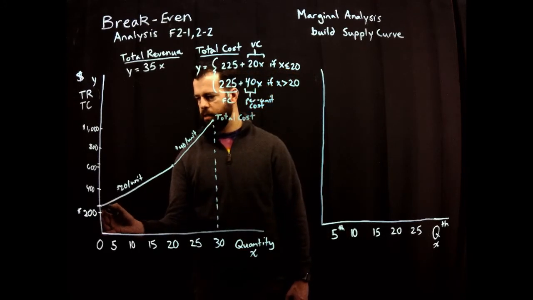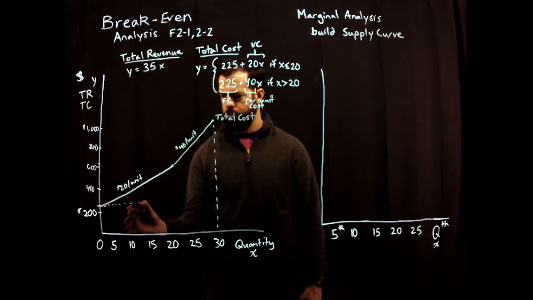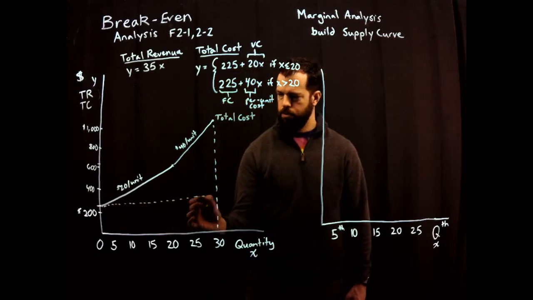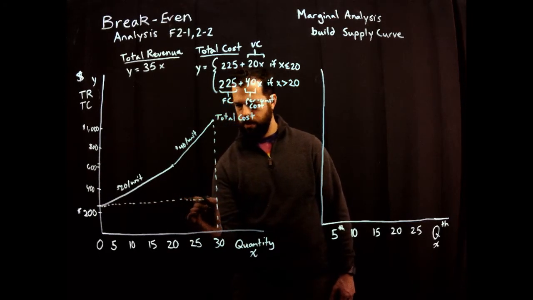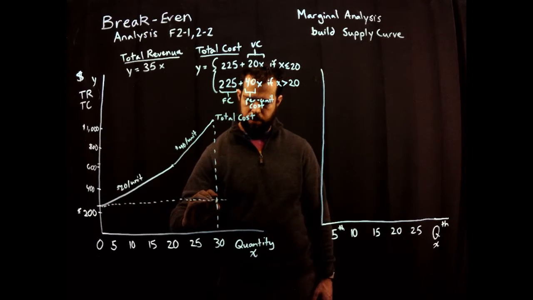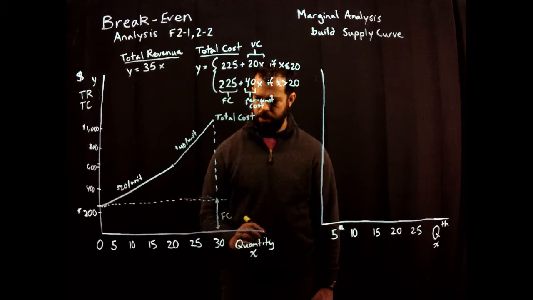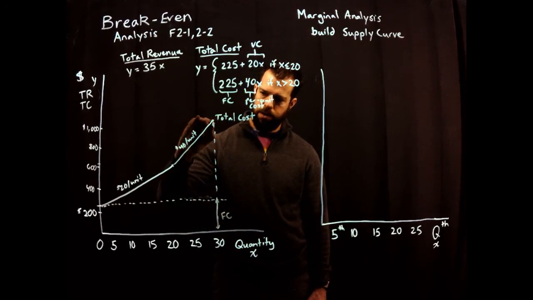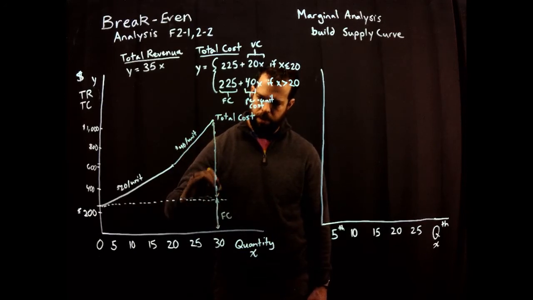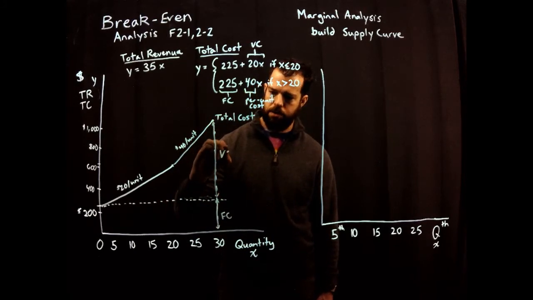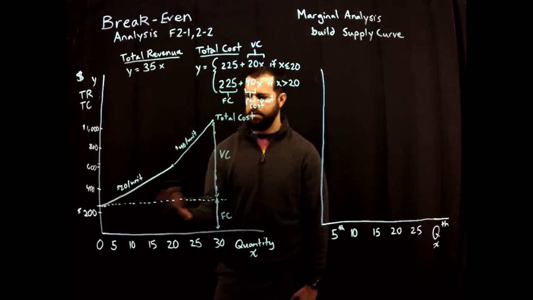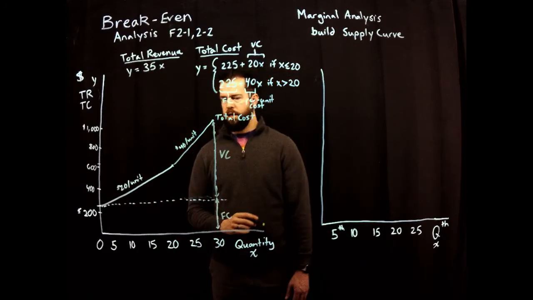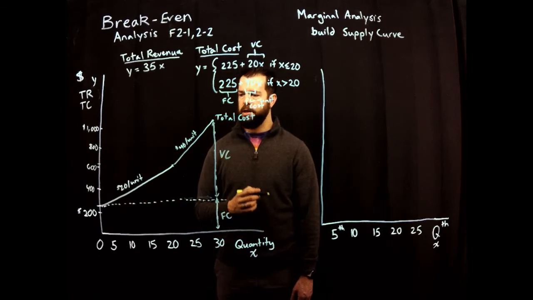So if we take the dotted line at 225 and we go right across here, then this vertical distance represents the fixed cost at 30 units. And this vertical distance represents the variable cost at 30 units. Okay, so you can see the variable cost rises here. All right, so now let's throw in total revenue.